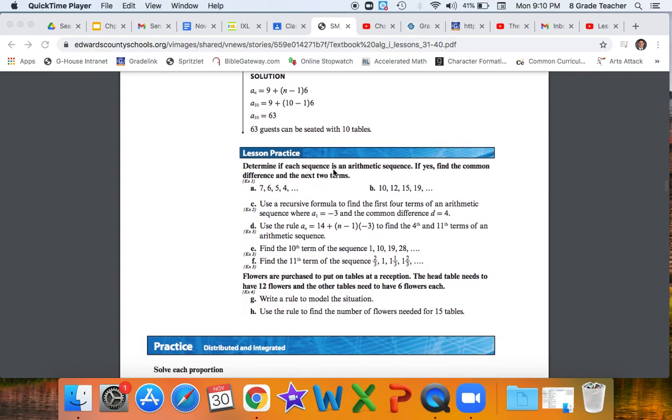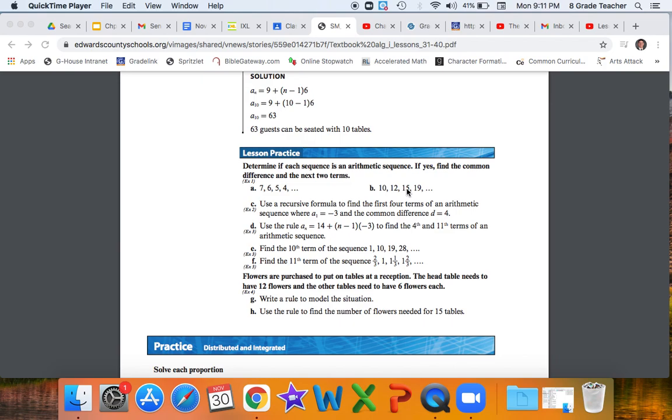If you'd like some extra practice in your lesson practice, the very first two, A and B, ask you if it's an arithmetic sequence or not. This is 7, 6, 5, 4. Looks like it's going down by 1, so you'd say yes. B goes 10 to 12 is up 2, 12 to 15 is up 3, 15 to 19 is up 4, so it's not an arithmetic sequence because it's not going up in that same way.